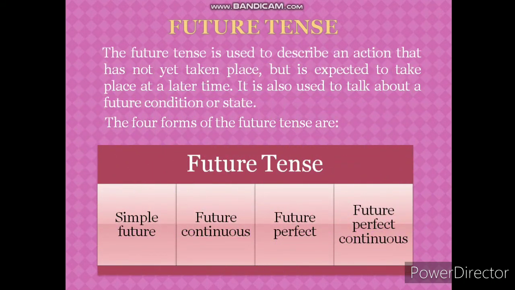Next is future tense. The future tense is used to describe an action that has not yet taken place but is expected to take place at a later time. It is also used to talk about a future condition or state. The four forms of the future tense are simple future, future continuous, future perfect, future perfect continuous tense.